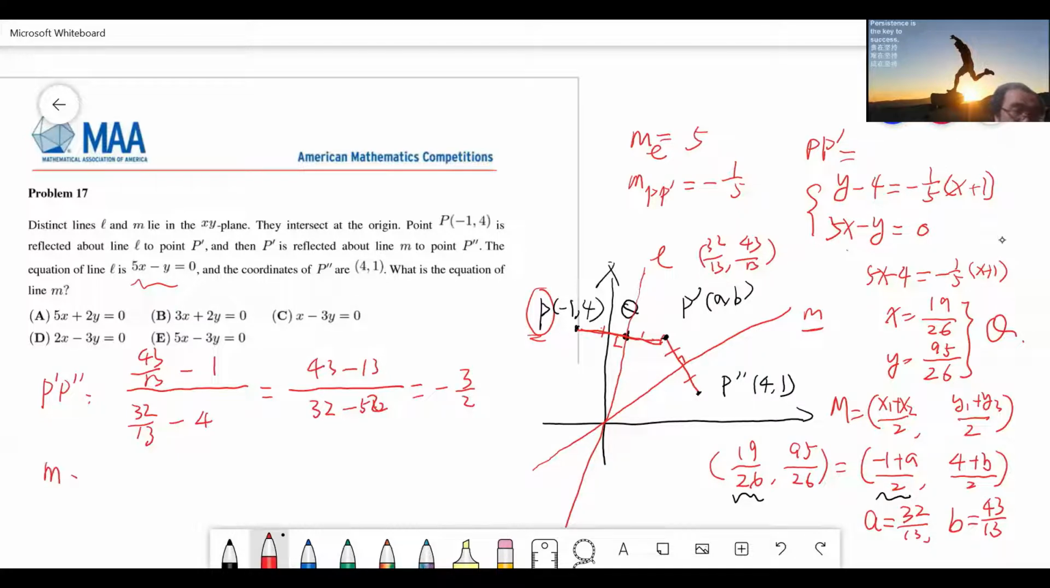So the slope for the line M is the negative reciprocal, right? This has the 2 over 3. All right, so then we can find the equation of line M: y equal to 2/3 of x. Simplify, we get 3y equal to 2x, and 2x minus 3y equal to 0 is the standard form of this line M. Check options, we find that D is the correct answer.